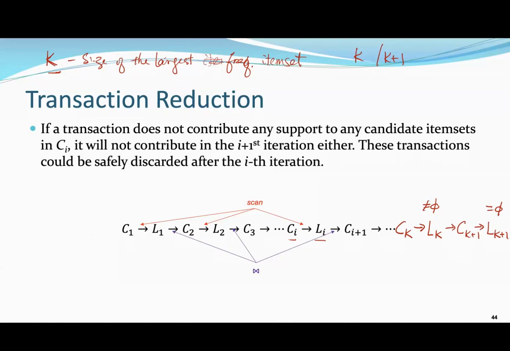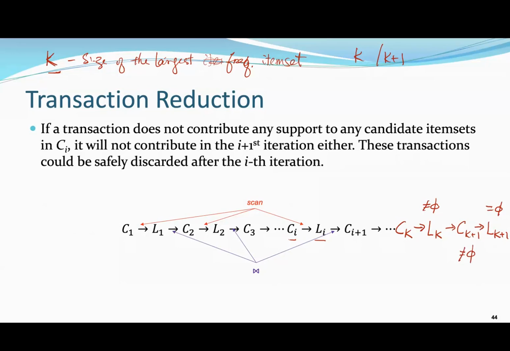So whether we need to do this additional scan from CK+1 to LK+1 or not depends on whether CK+1 is empty or not, right? So if CK+1 is empty, then there's nothing for us to scan in the K+1st iteration. So the total number of scans would be just K, right? However, CK+1 could be non-empty.